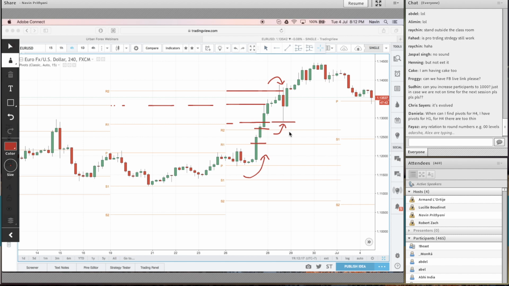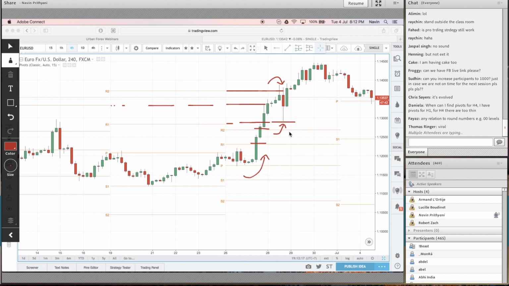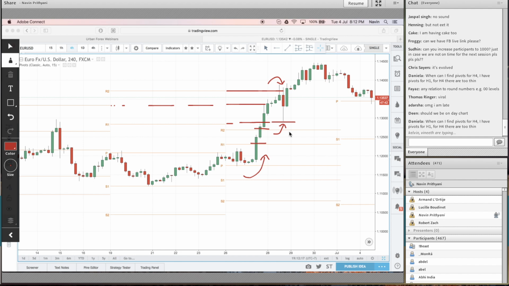So I would look into that, where people are still trading it, if you need someone to trade Pro Trading Strategy with. Okay, Fayaz, any relation to round numbers, for example zero levels? No, not really, because these things do not use psychology. They use yesterday's data.